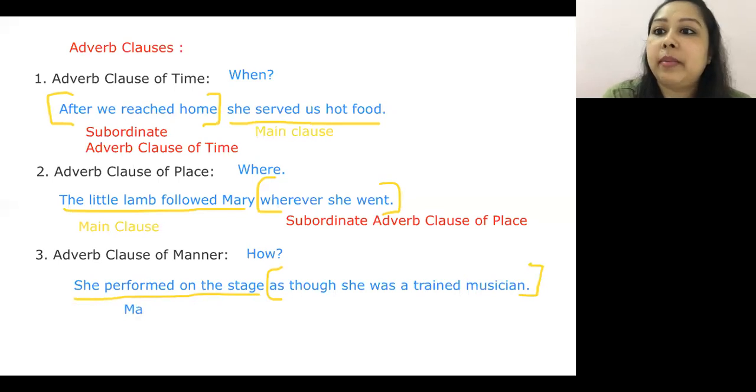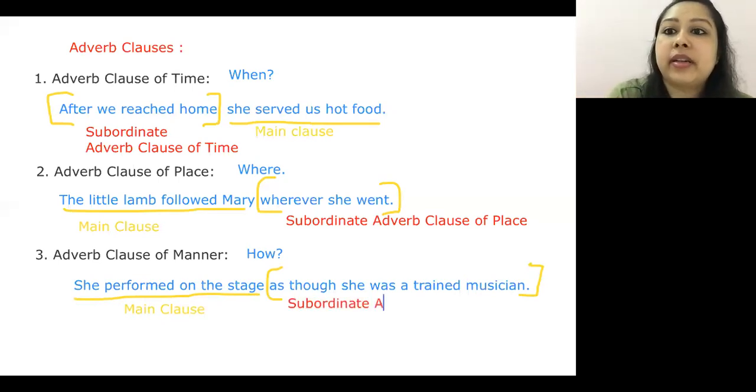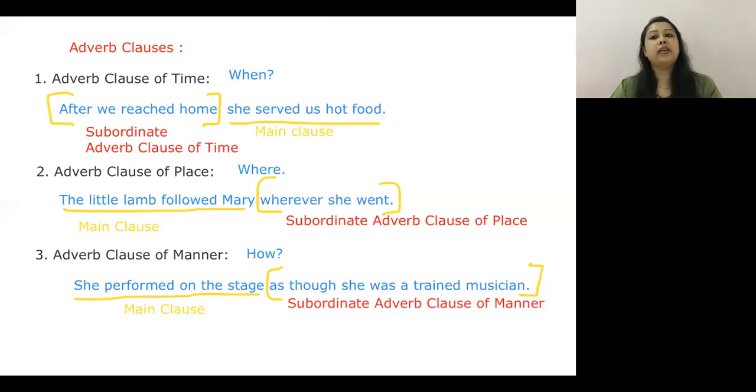So this is my main clause. And this is my subordinate. Correct, Vedika? Subordinate adverb clause of manner. Clear for everybody? Sure? Okay.